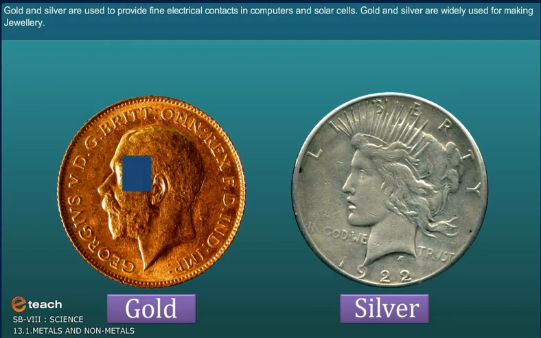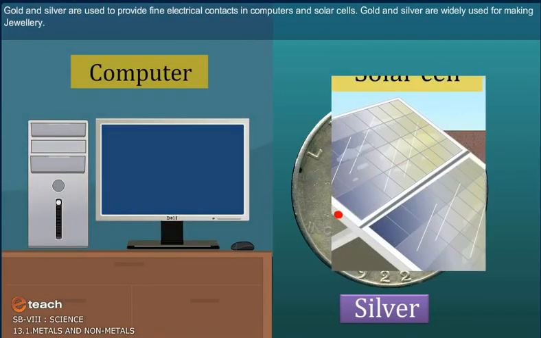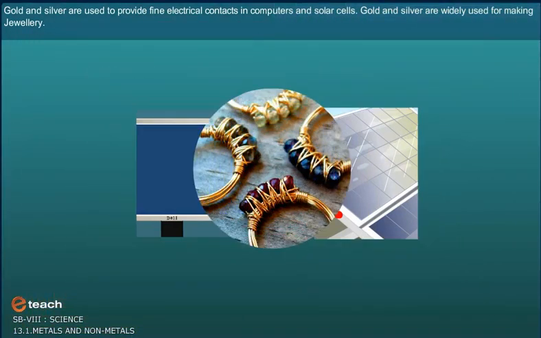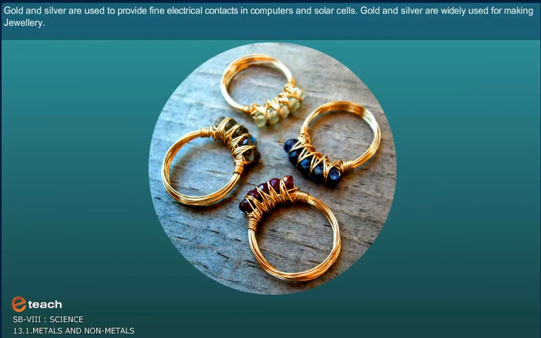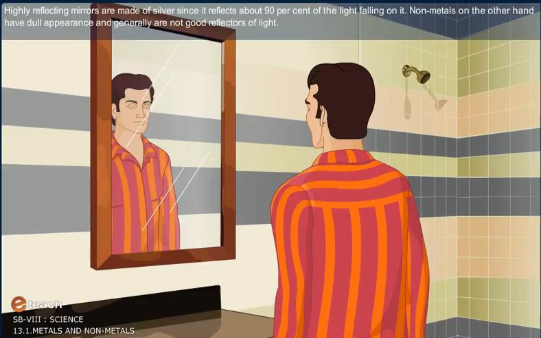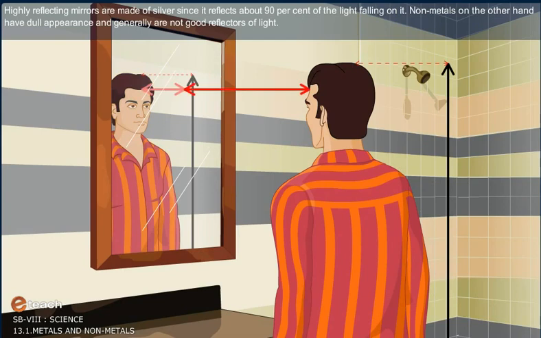Gold and silver are used to provide fine electrical contacts in computers and solar cells. Gold and silver are widely used for making jewelry. Highly reflecting mirrors are made of silver since it reflects about 90% of the light falling on it. Non-metals, on the other hand, have a dull appearance and generally are not good reflectors of light.